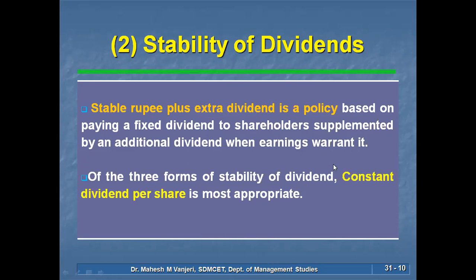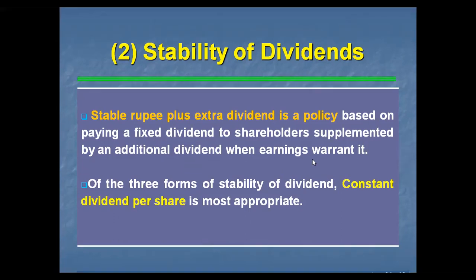So that's why a balanced policy is also there. Stable rupee plus extra dividend is a policy based on paying a fixed dividend, let us say 5 rupees per share, every year to shareholders, supplemented by an additional dividend when earnings warrant it. In the year in which the company makes additional profit, along with the minimum fixed 5 rupee per share, they can pay some extra dividend per share. So this overcomes the disadvantages of both the types of earlier policies. So of the three forms of dividend, this one is most appropriate from both points of view.